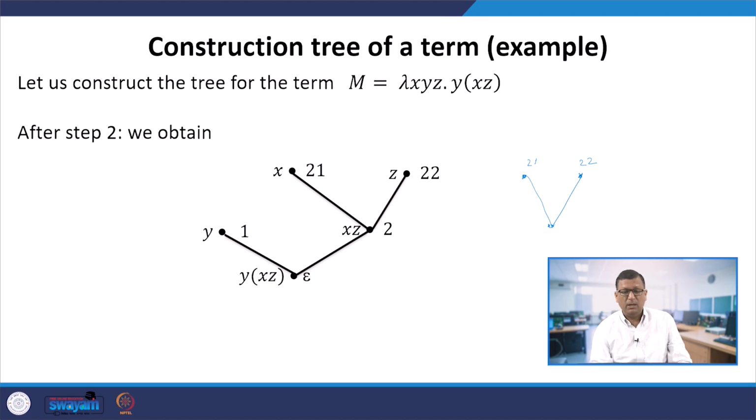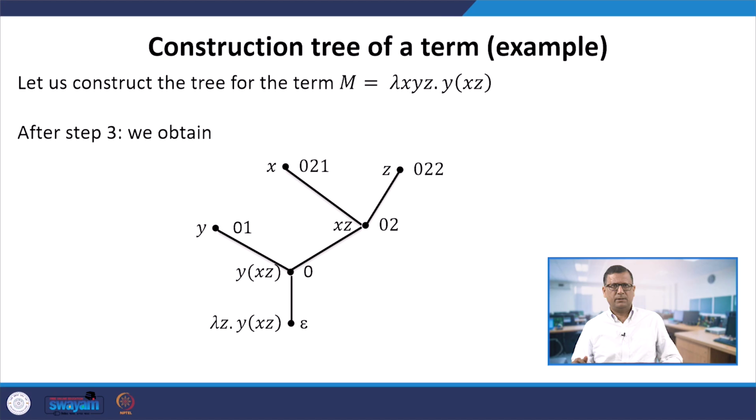So now for the yxz part of the term, we have constructed the tree. Next we have to add these abstractions. So we will add them one by one. Three abstractions means three steps we have to add. Here now 0 will be added at the left end. So the 0 has been added to all the nodes in the tree, both the left branch and the right branch. And in the same way we are going to add lambda y and lambda x.